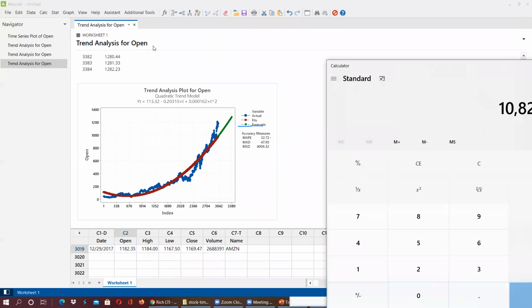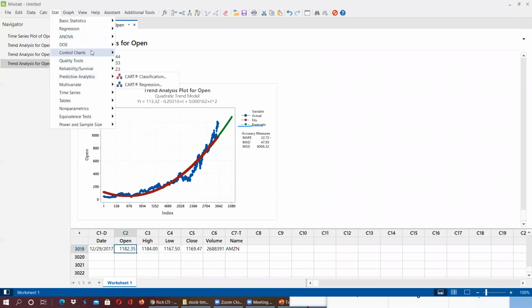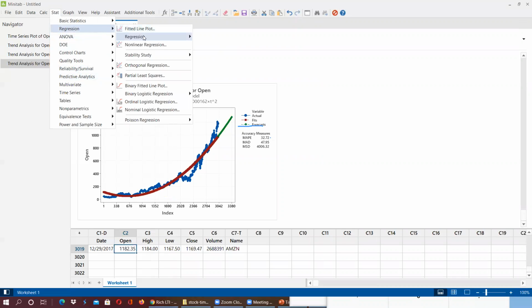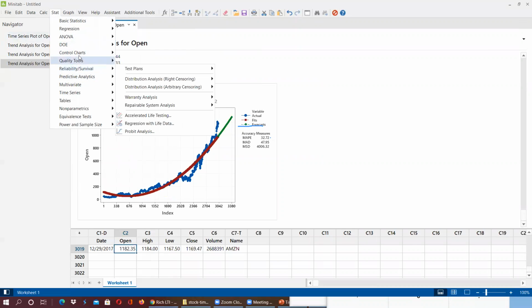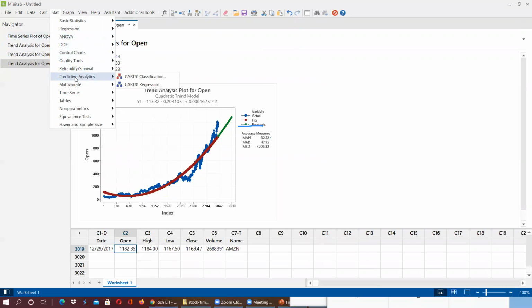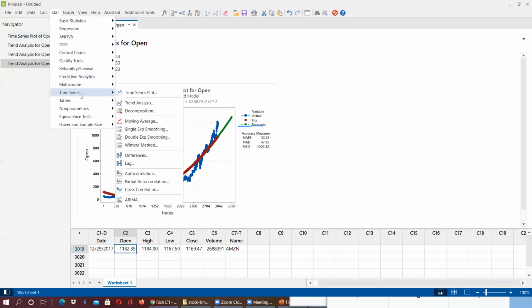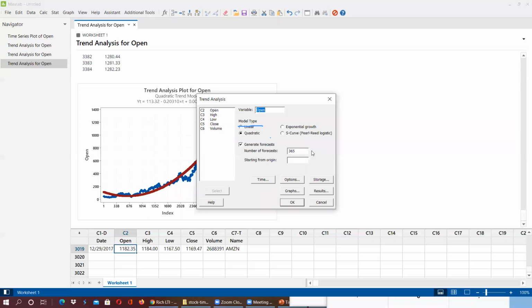Let's do the fourth option. Statistics, regression, stat. We can also do the regression; I will explain that. Time series, trend analysis, and S curve.